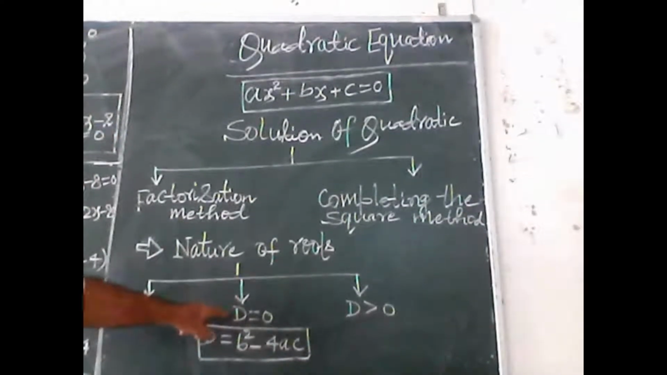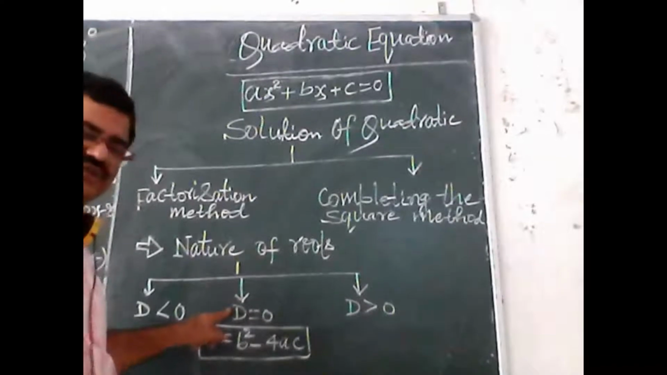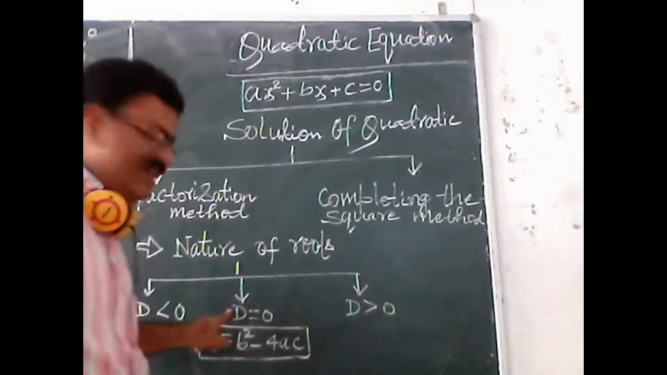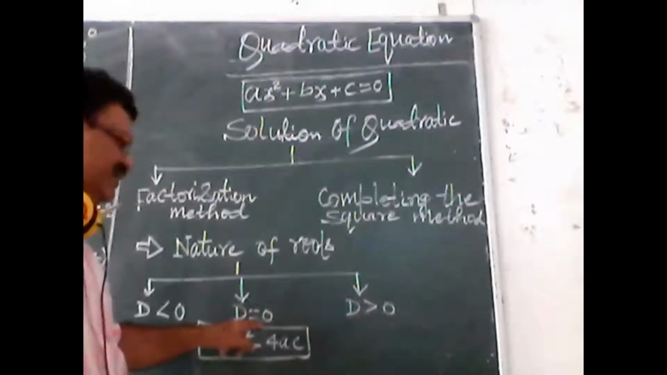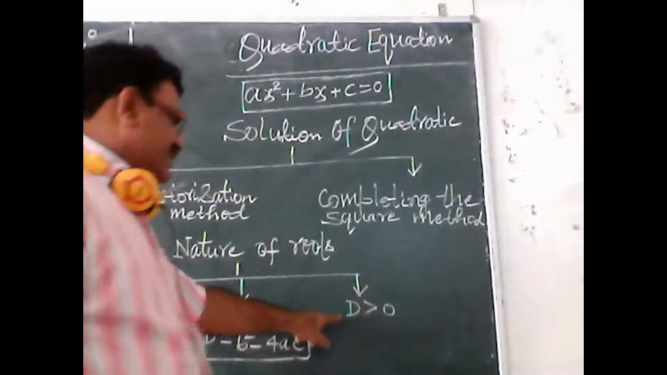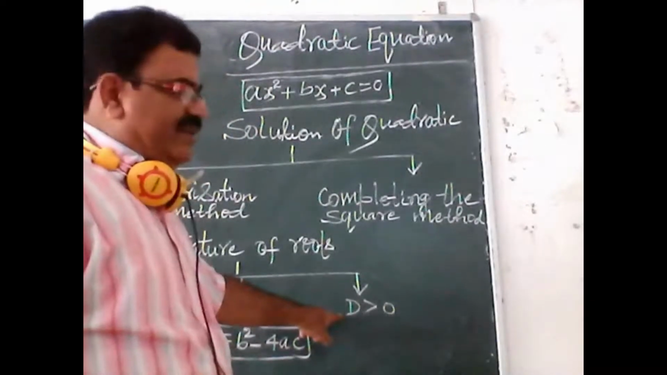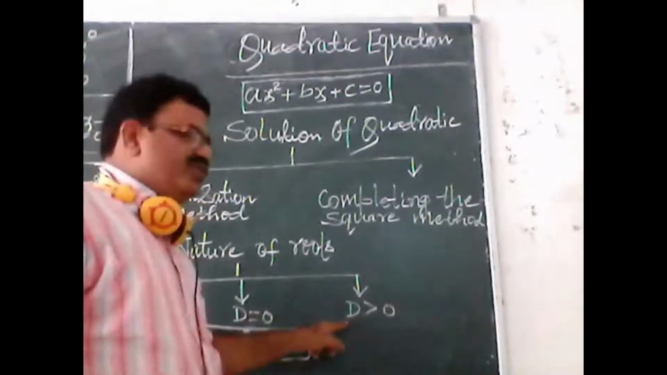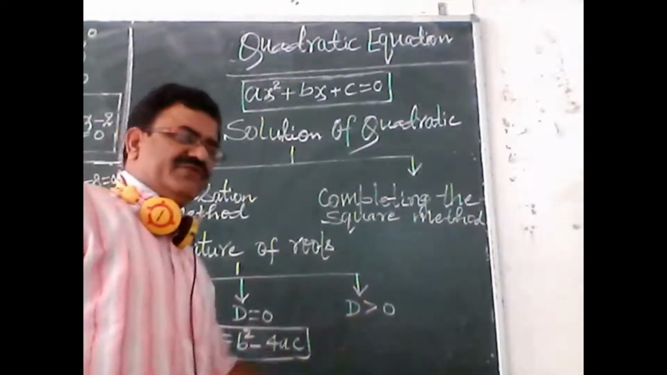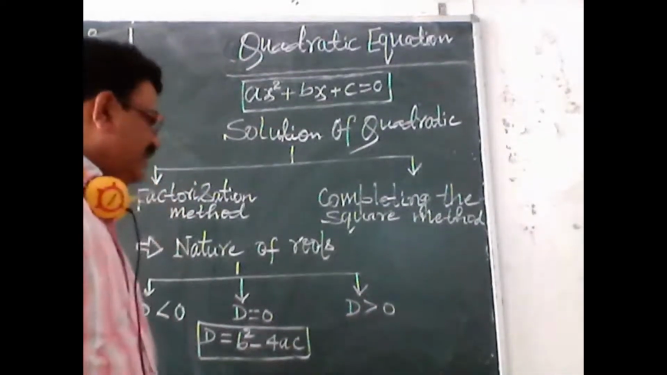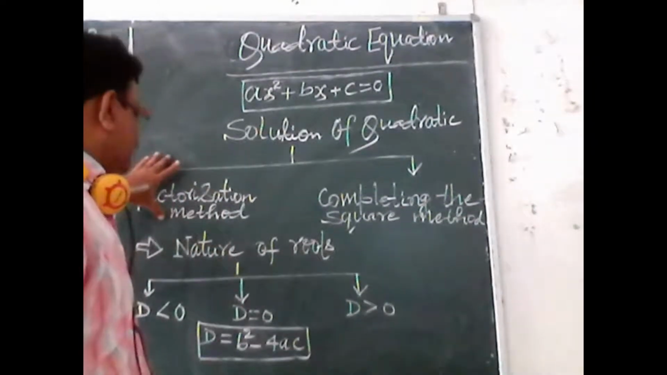If D is equal to 0, the discriminant is equal to 0, in such cases real and equal roots will be there. If D is greater than 0, in such cases we obtain two real and distinct roots, that is, the roots will be different, but they will be real roots. Students, this is very easy.